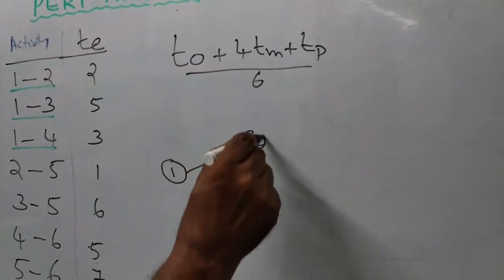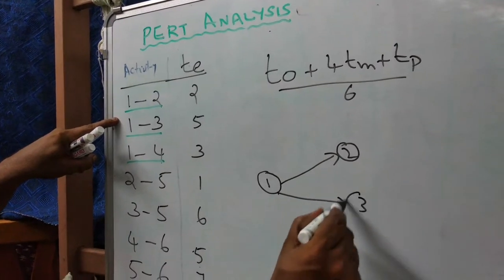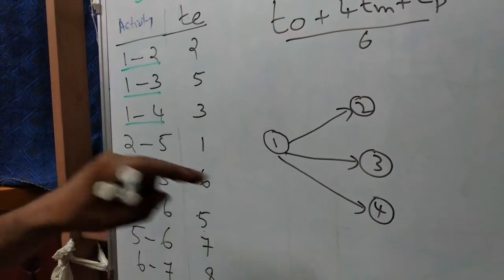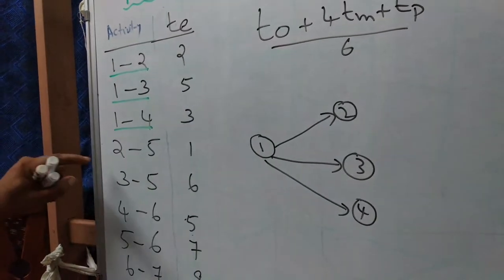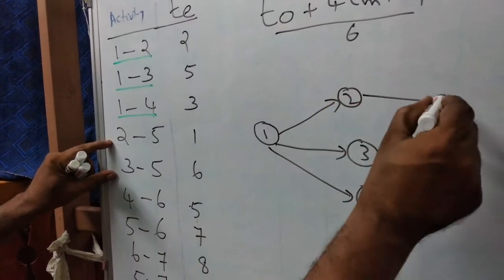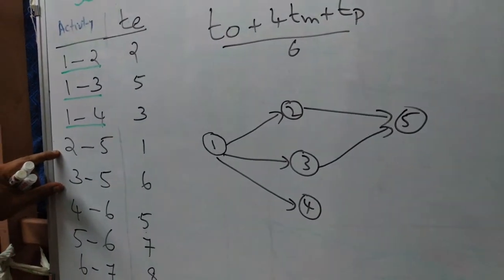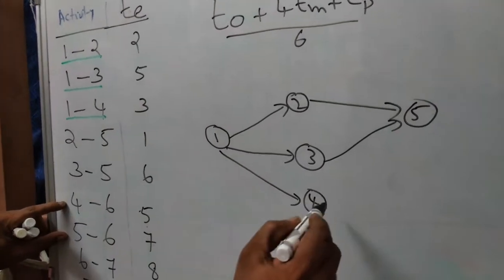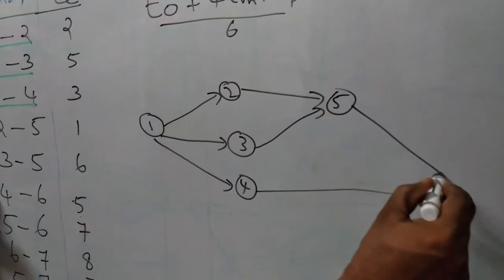Activity 1 to 2, activity 1 to 3, and activity 1 to 4 are three parallel activities. This order may be changed, with 1 to 4 on the top, then 1 to 2; that doesn't matter. Then 2 to 5 and 3 to 5, the two events are converging to the activity 5, so 5 is a converging activity. Then 4 to 6 and 5 to 6, so 4 to 6 and 5 moving to 6.